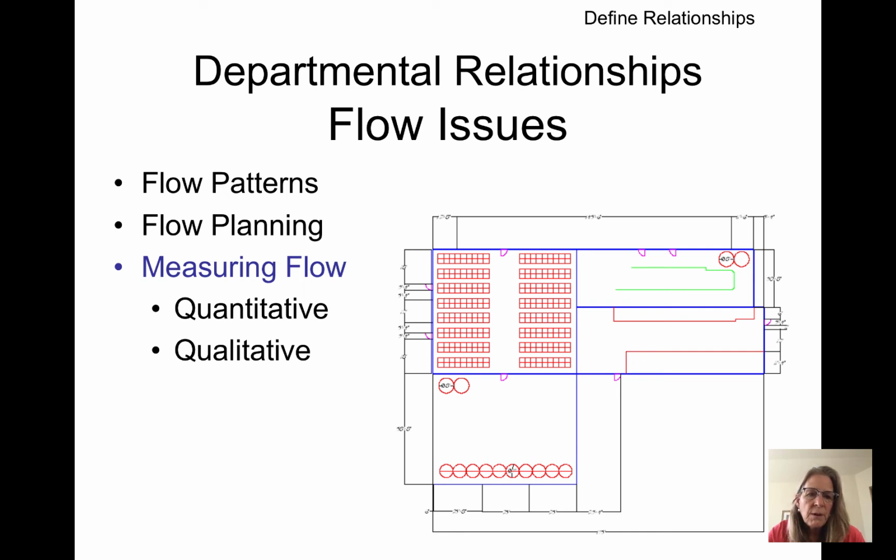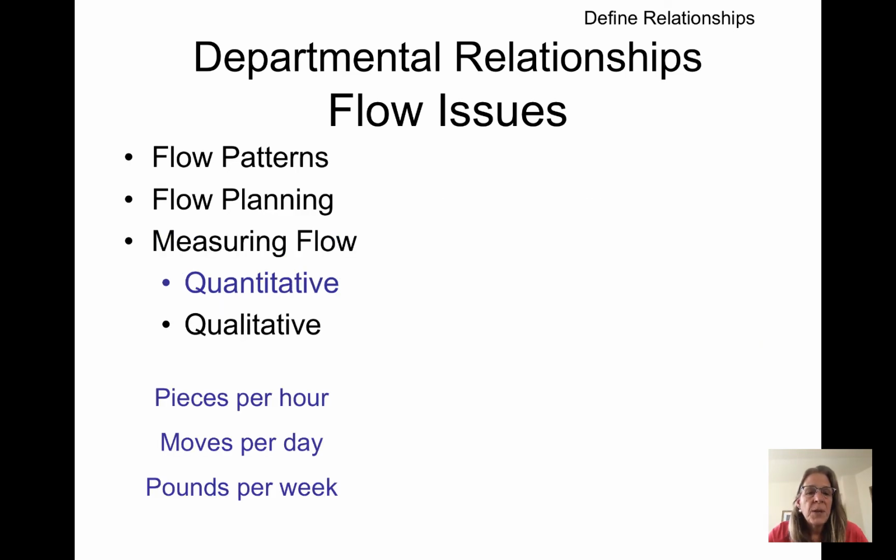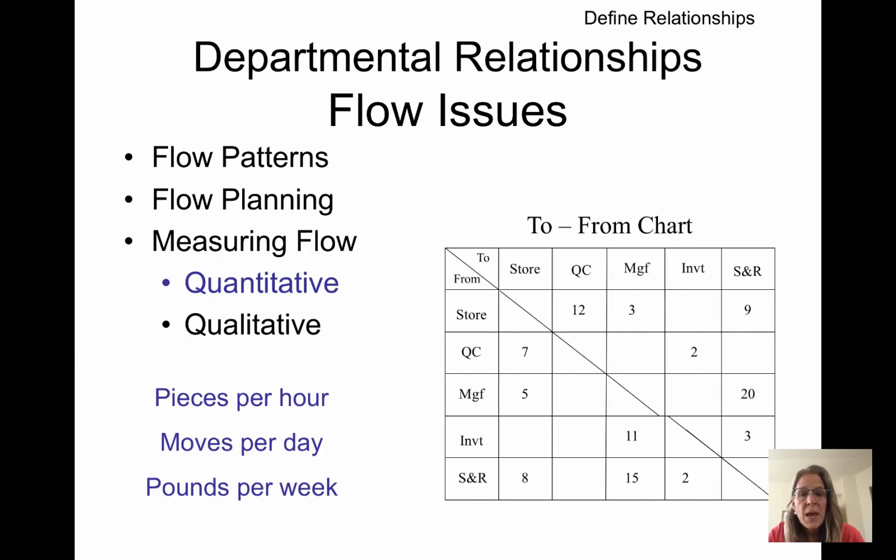There's both quantitative ways of measuring and qualitative. In the area of quantitative, we can measure things like pieces per hour, moves per hour, pounds per week, and we can create what's called a to-from chart. So on each row and each column are the set of departments, so storage, QC, manufacturing, inventory, shipping, and receiving. And what you've done is you've measured, say, moves per hour or moves per day between these particular departments.